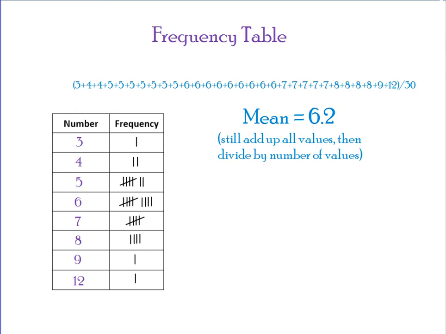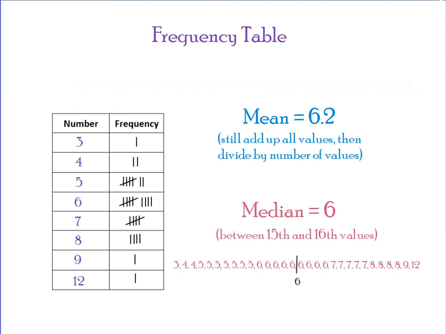The median I can count from each end, or I can know that because I have 30 values in my list, my median is going to occur between the 15th and 16th values. So between 6 and 6, their average is still 6. So of course my median is 6.